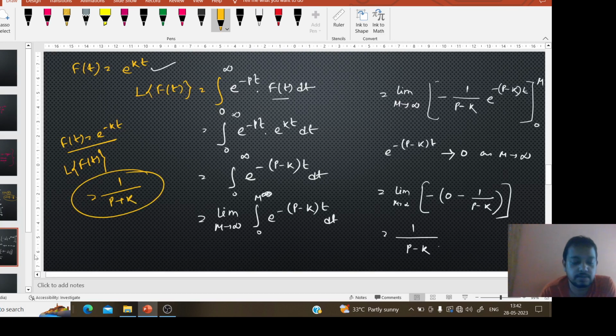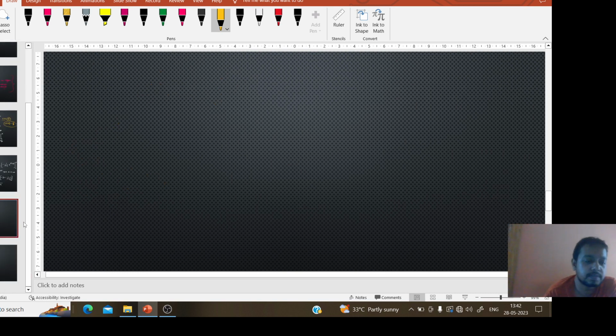Okay, so now I'm going to the next. Here we will take f of t as sin at, and here also we'll solve f of t as cos at. So now if we take the Laplace transform of f of t for the case sin at, it is the integral from 0 to infinity of e to the power minus pt into sin at dt.